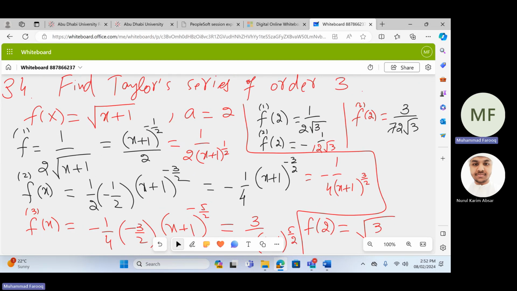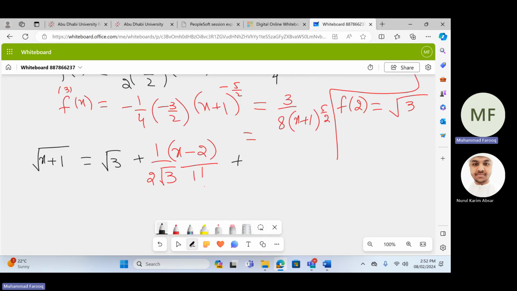Second derivative is negative. It's negative. 1/12 root 3, negative, not plus. Negative. 1/12 root 3 times (x minus 2) power 2 divided by 2 factorial. Yes or no? Yes.